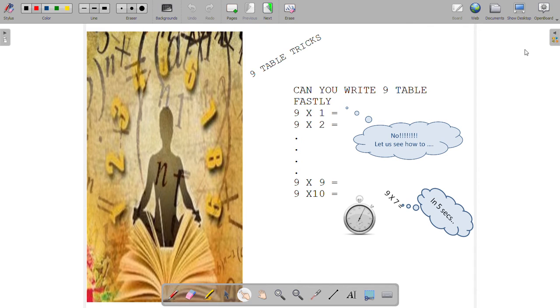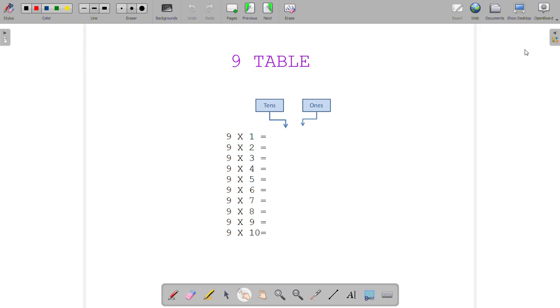Let us look into a trick that would help us to write the ninth table fastly. Along with that, we will also look into a way with which we can give the product of 9 with any number between 1 to 10 very quickly. Let us look into the table now.